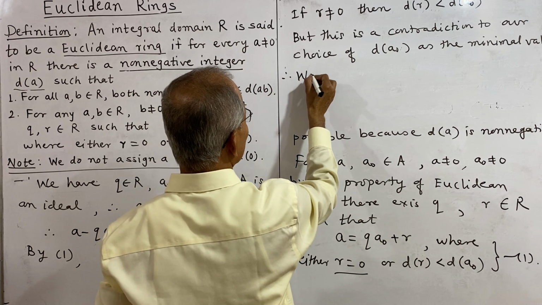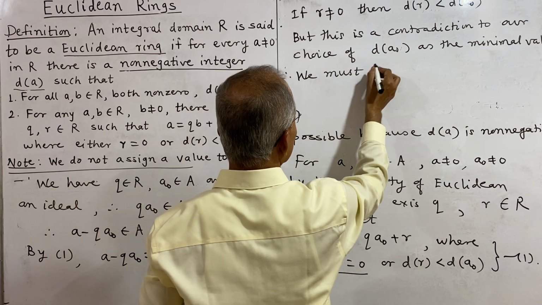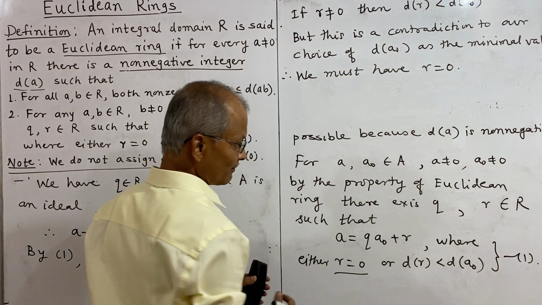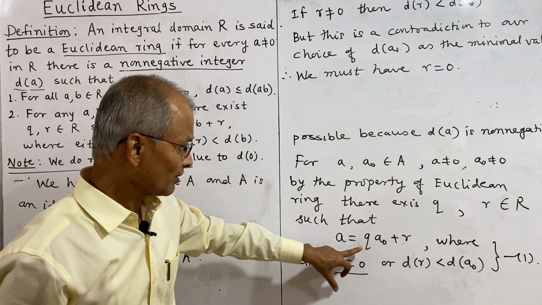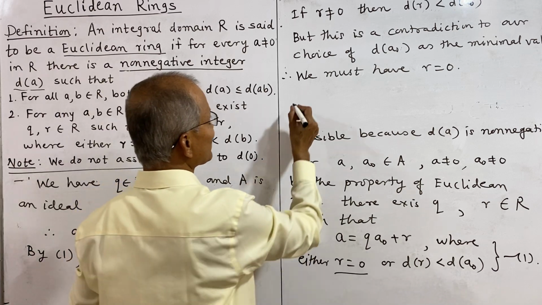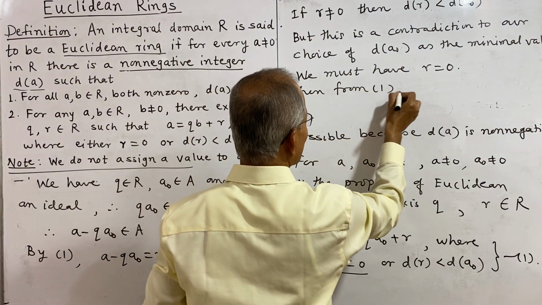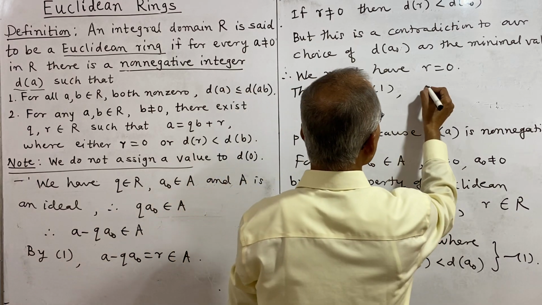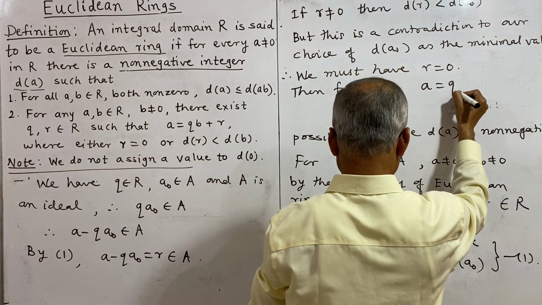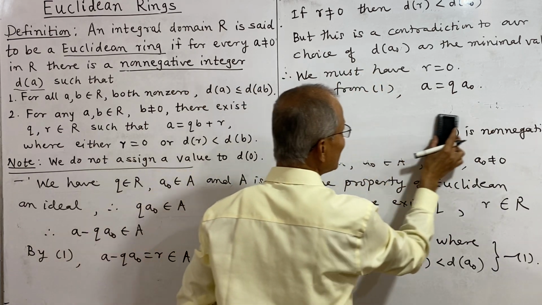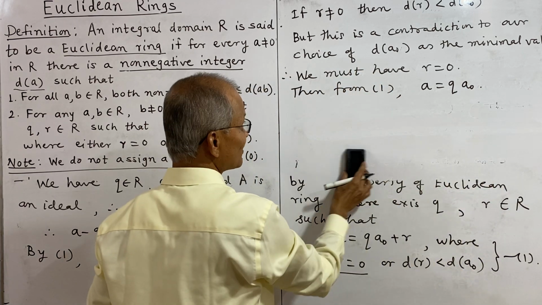Therefore we must have r equal to 0. And again, if r becomes 0, then what about this equation? From equation 1, a is equal to q into a naught, and that means every element of A is a multiple of a naught.